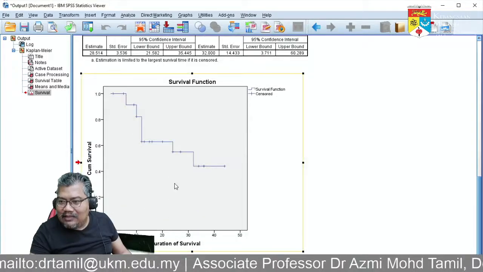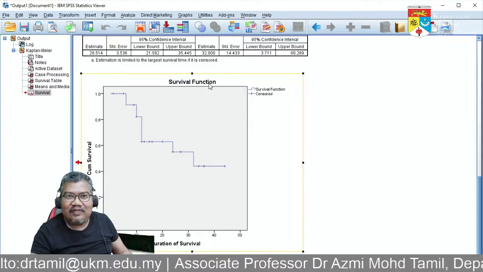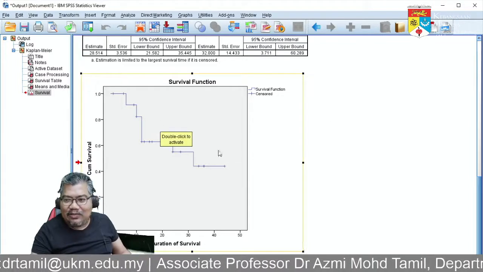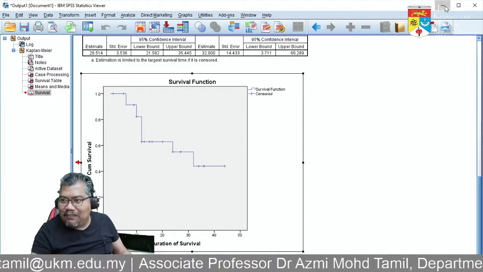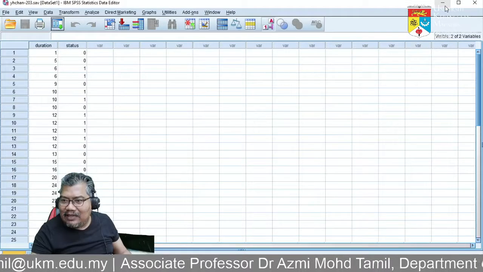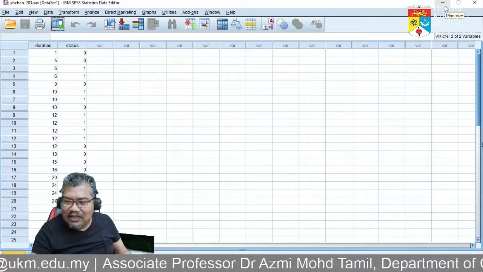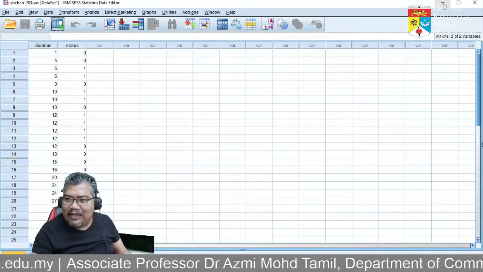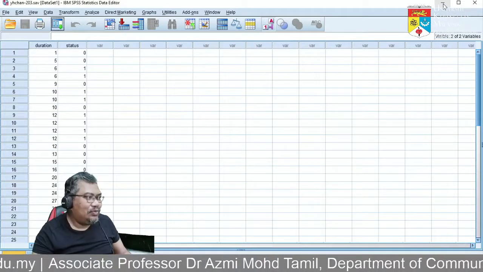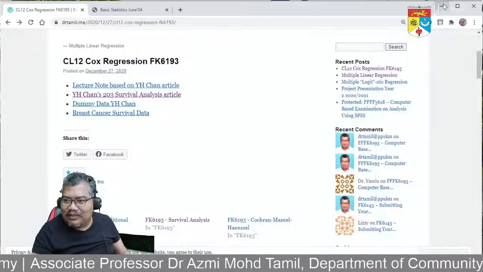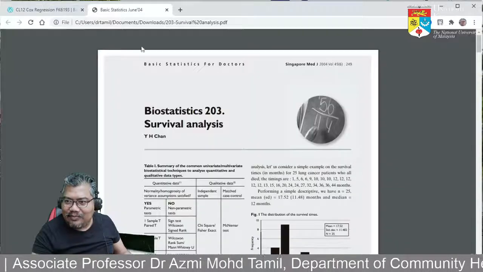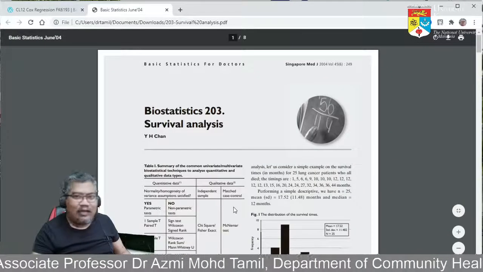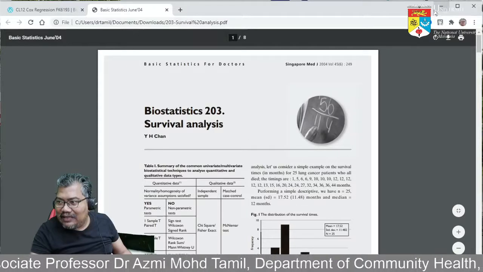So that is the story about the survival function. It's not finished yet, don't worry. That one was just the Kaplan-Meier, but that is not a real Kaplan-Meier. Why? Because by right, when you do Kaplan-Meier, you're comparing between two groups. You do not have two groups, there's only one. Can we proceed with the groups with Ichan?